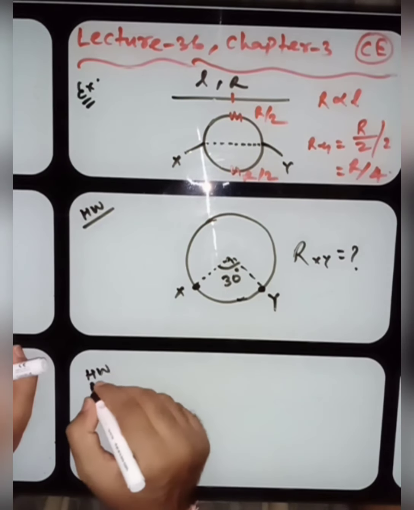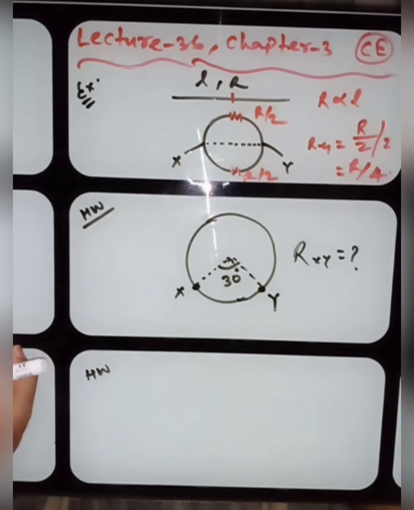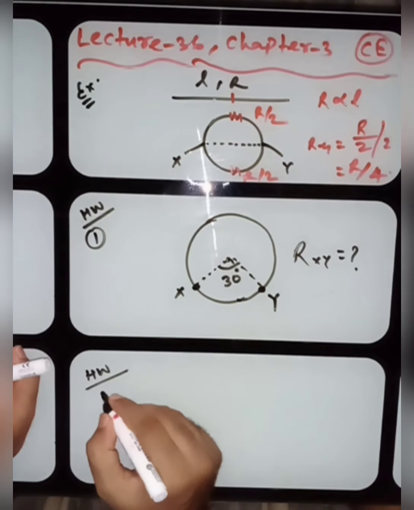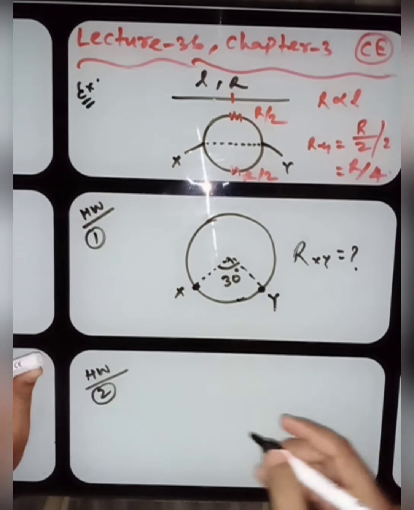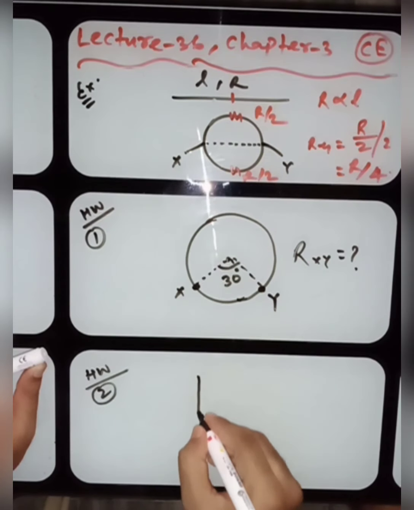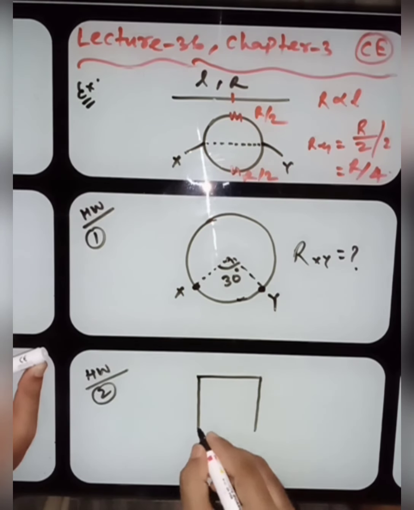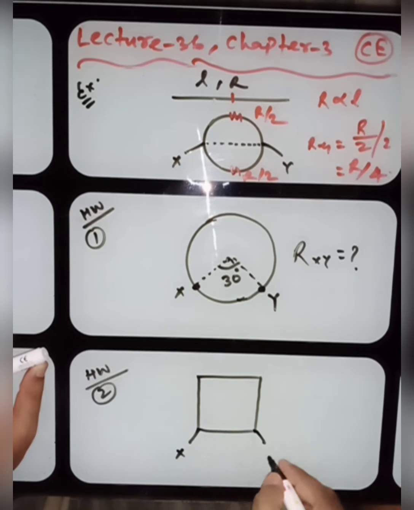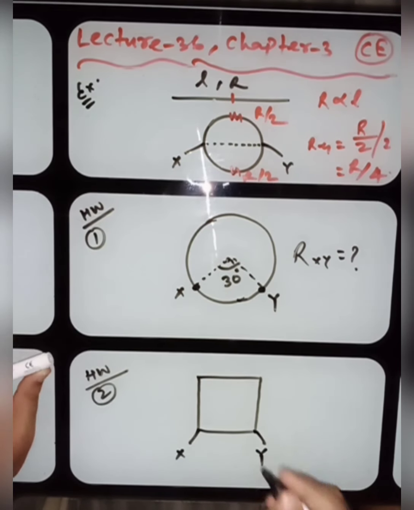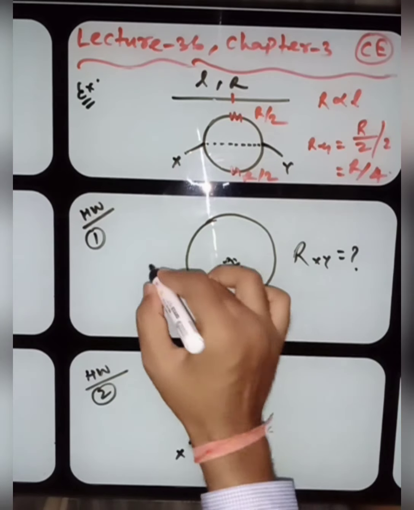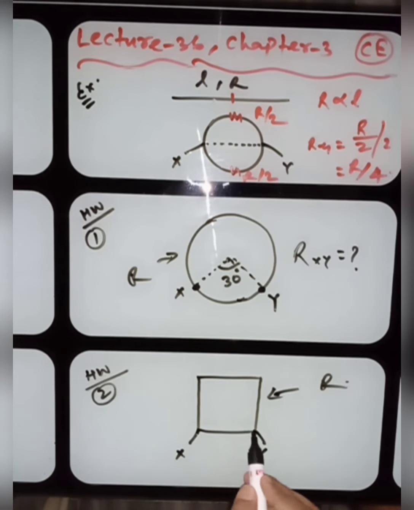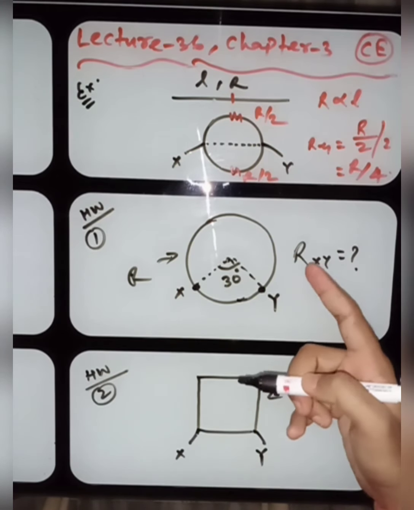And the next homework. Actually, there were 5 or 6 questions; suppose for this section, these are homework 1 and 2. Now, if the same wire is folded into a square, what will be the equivalent resistance between two adjacent corners, X and Y? Again, remember, the total resistance is R. But what will be the resistance between these two corners? This is your question.